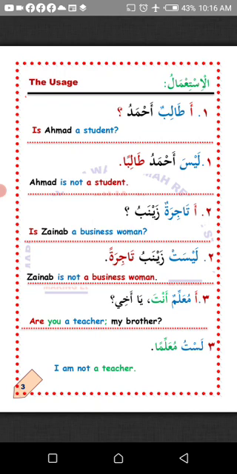Number 3. Amuallimun anta ya akhi. Are you a teacher? Ya akhi, my brother. Now the answer. Lastu mualliman. I am not a teacher. La'alaka fahimt? I hope you understand.